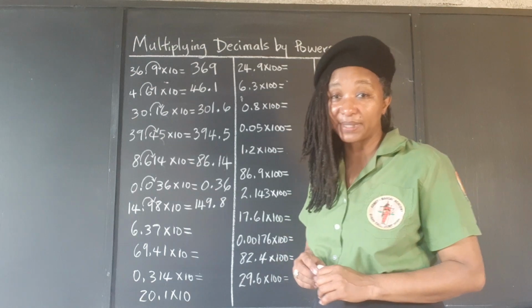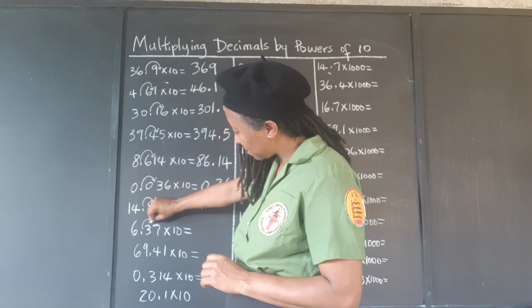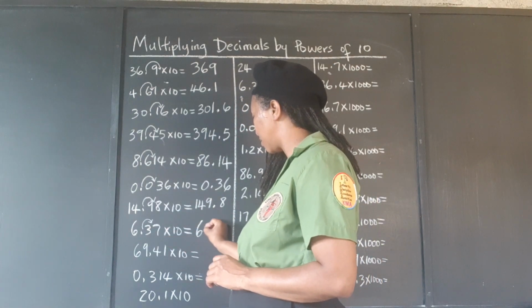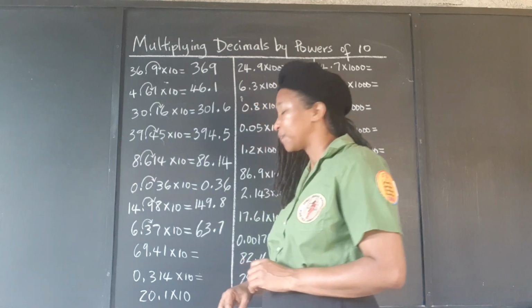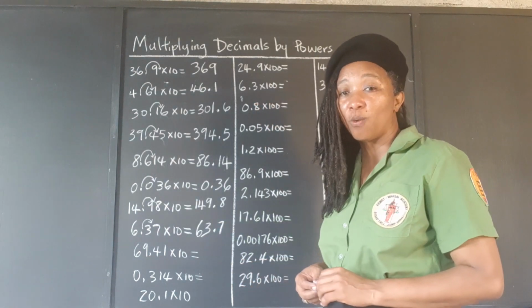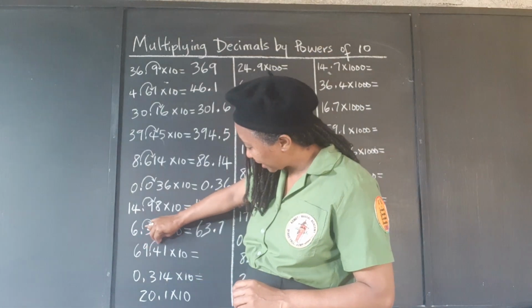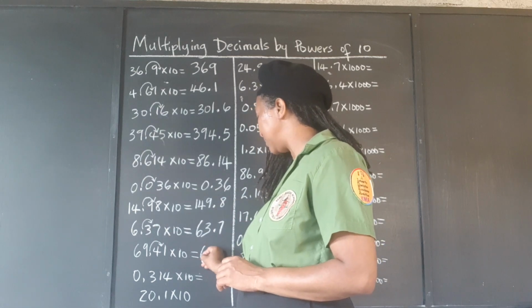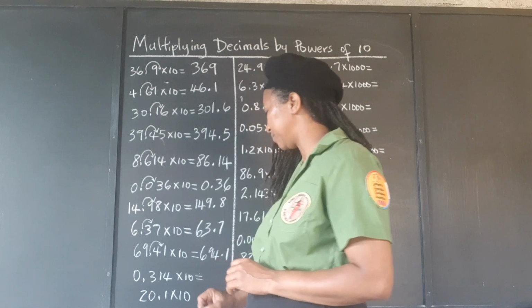6.37 times 10. One place to the right, we'll bring it here. So that's 63.7. 69.41 times 10. One place to the right, we'll bring it between the 4 and the 1. That's going to become 694.1.